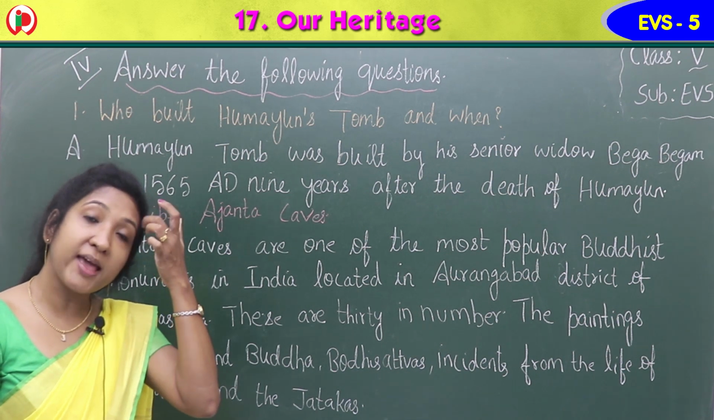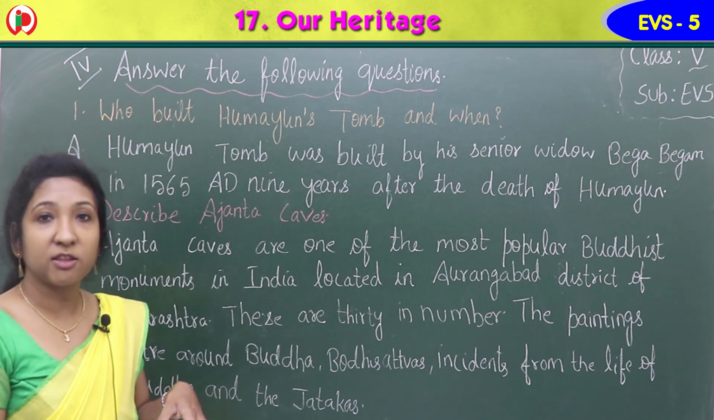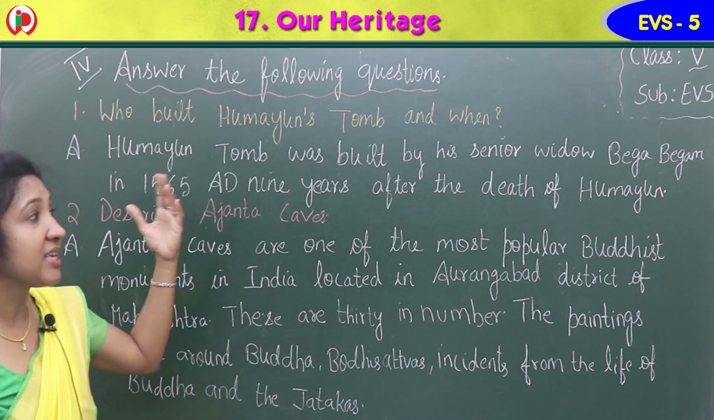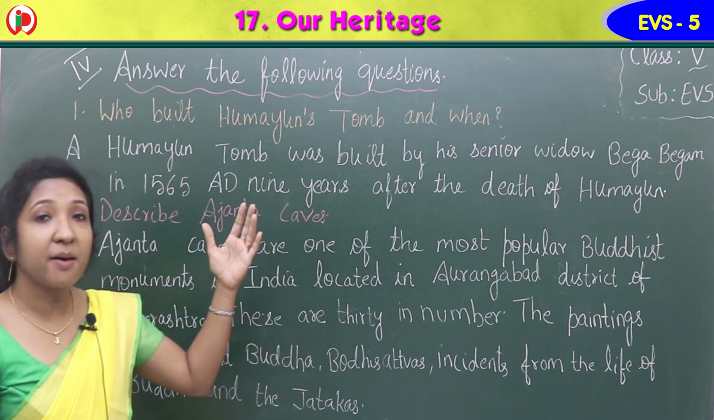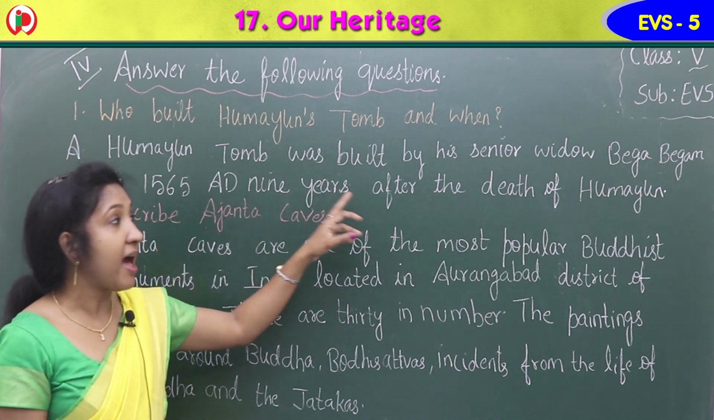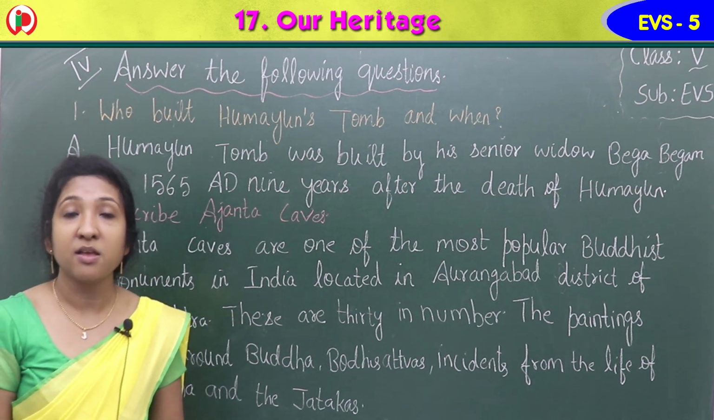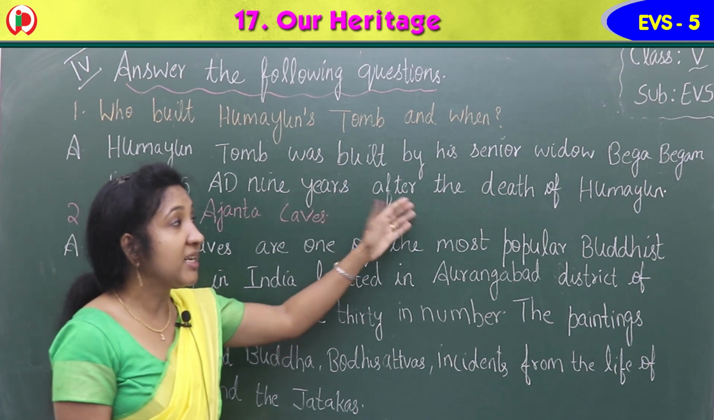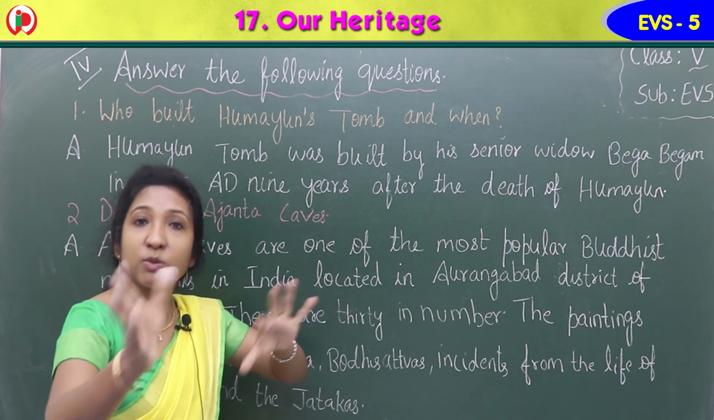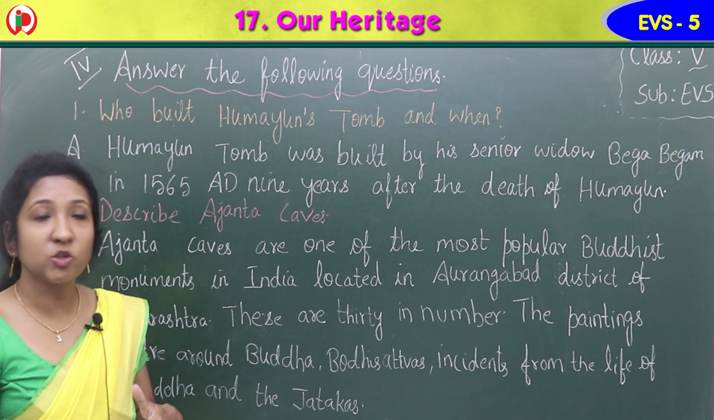Yes, it was built by Humayun's wife only, isn't it? Bega Begum, after the death of Humayun. Humayun's tomb was built by his senior widow Bega Begum in 1565 AD, 9 years after the death of Humayun. After the death of Humayun, the emperor, when the husband dies, the wife becomes a widow. So the widow Bega Begum built this Humayun's tomb.